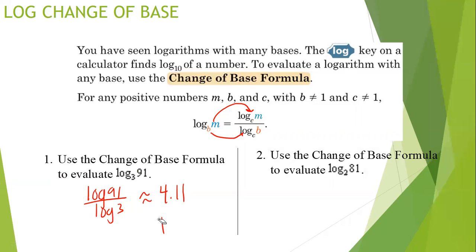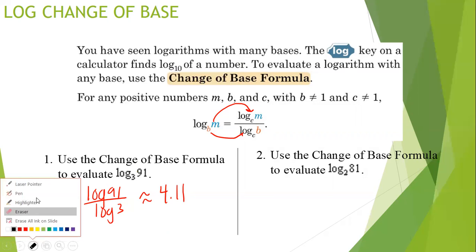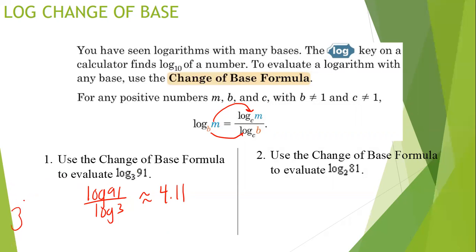4.11 means that approximately 4. Rewrite this. Erase, erase, erase. This means that 3 to approximately 4.11 is approximately 91. So if I raise 3 to the 4.11 power, the answer would be around 91. Well, evaluate log. We're not solving anything because there's no equal sign. It's just evaluating. But that's what a log is asking you. To what power makes this?